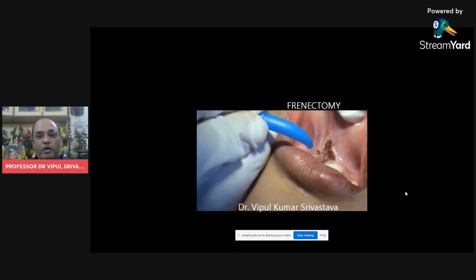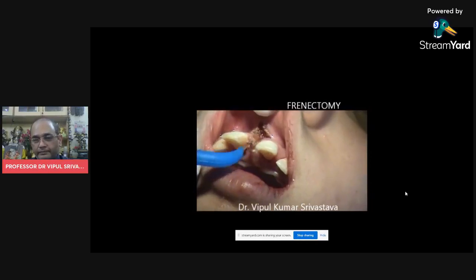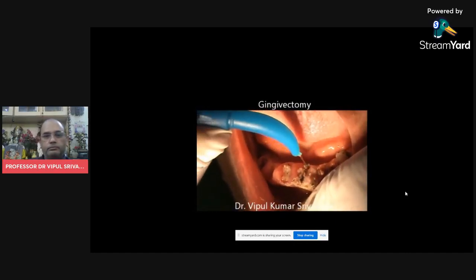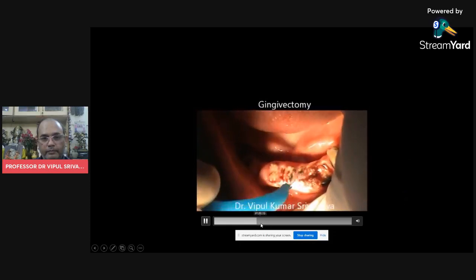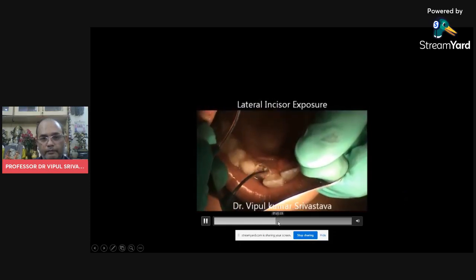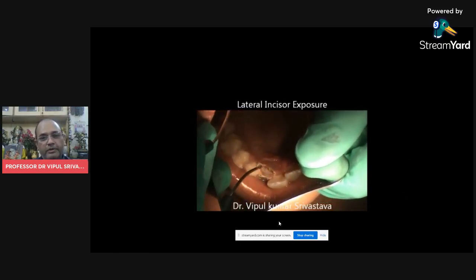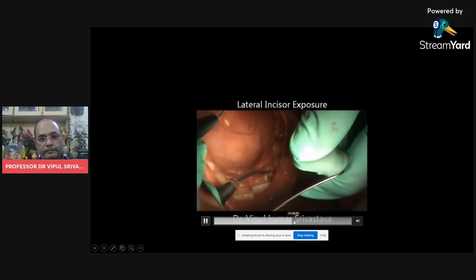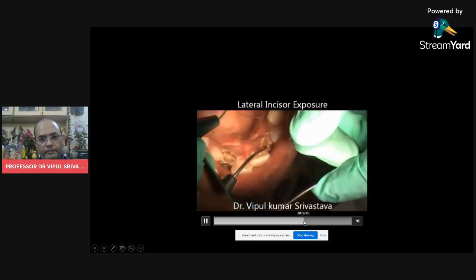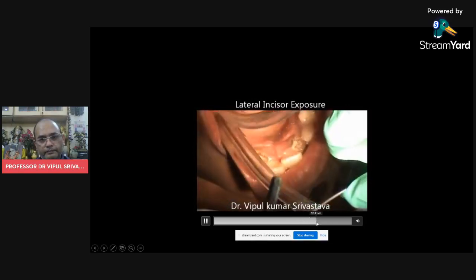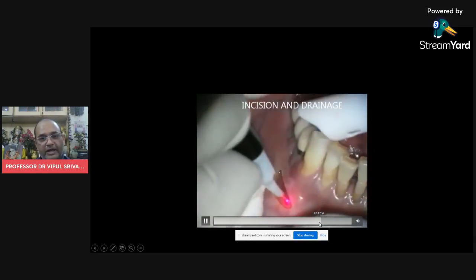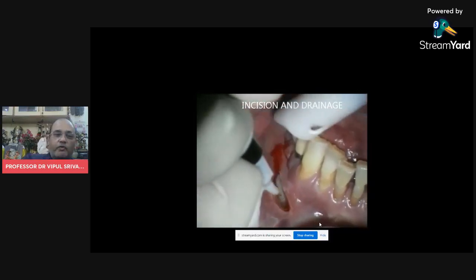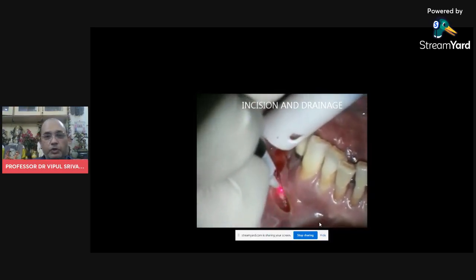So this is the 810 nanometer MD Picasso, my first laser. This is a 980 nanometer diode laser. And this is the 940 nanometer laser. So you can see all the lasers were cutting. So where are the advantages or disadvantages? Let me show you the next slide.